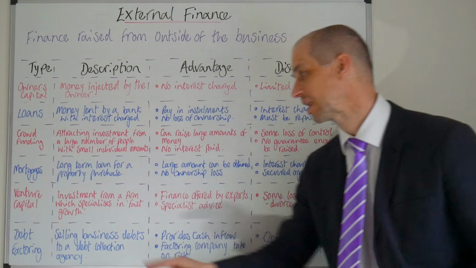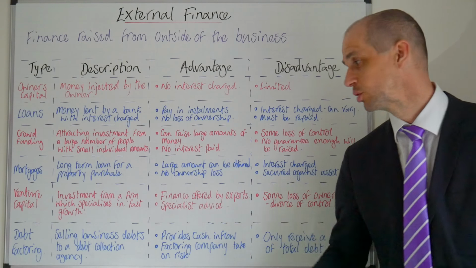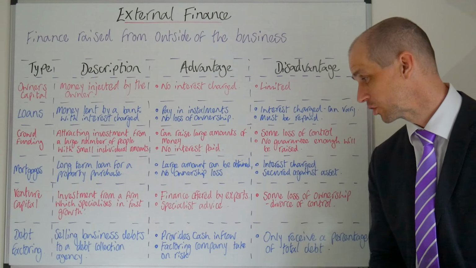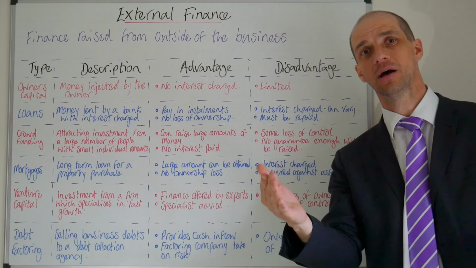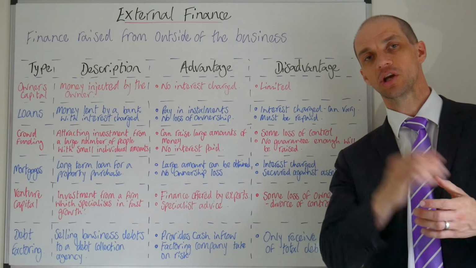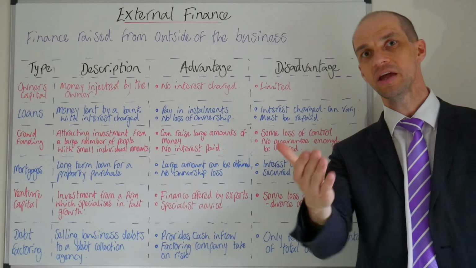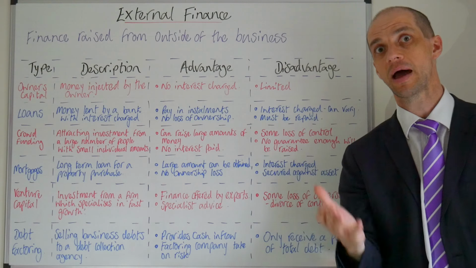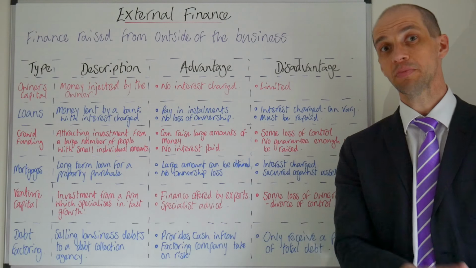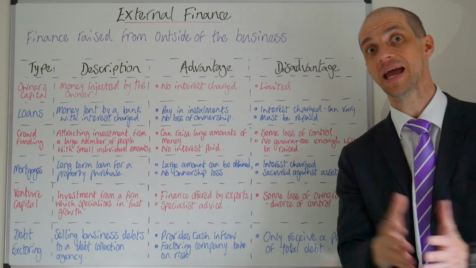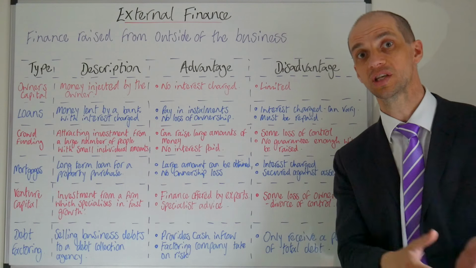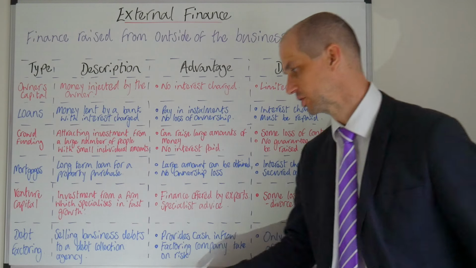So this is about selling business debts to a debt collection agency. Okay, so the way in which this works, imagine a £100 debt. So you sell that £100 debt to the debt collection agency, and then they give you 80% of that money. So you get £80 of that £100 of bad debt that you otherwise would have struggled to get back from one of your bad customers.